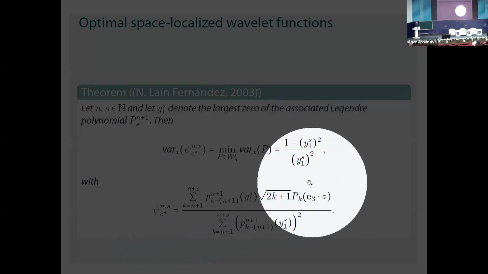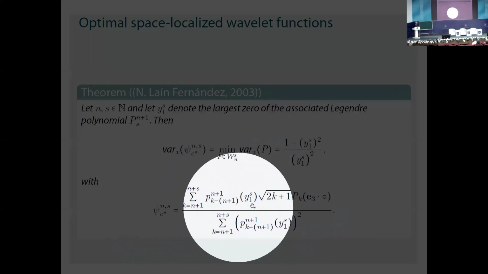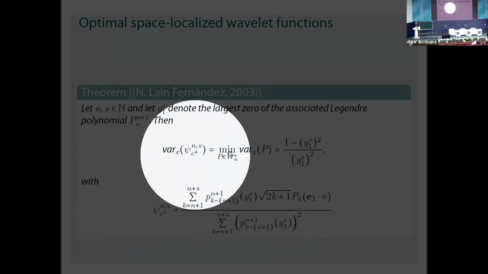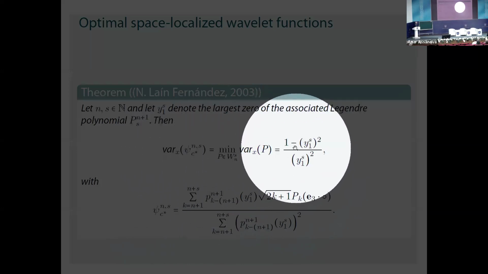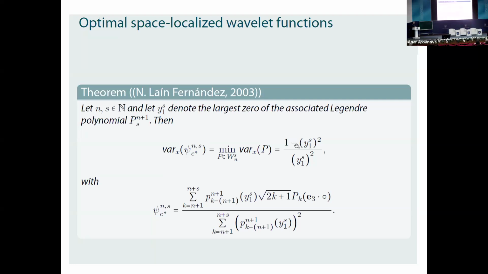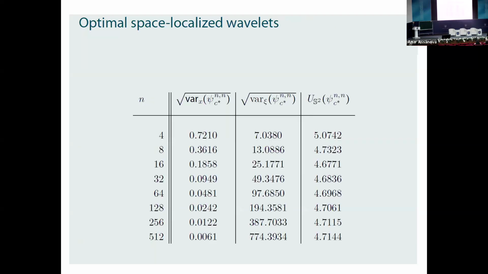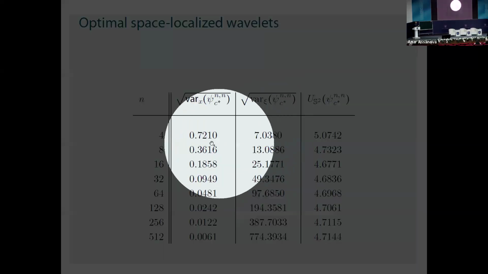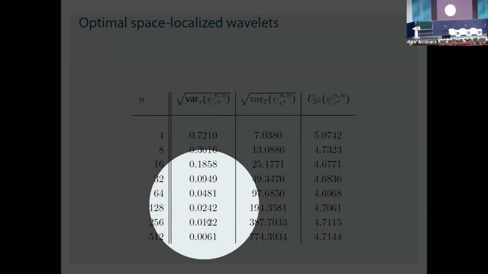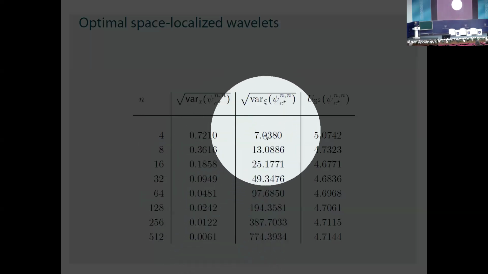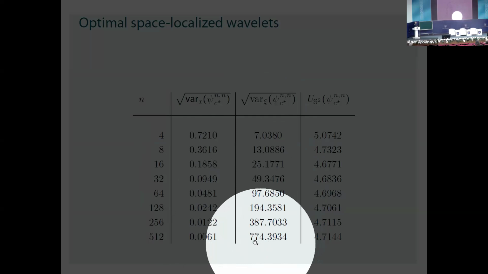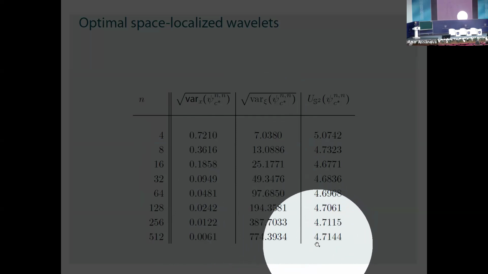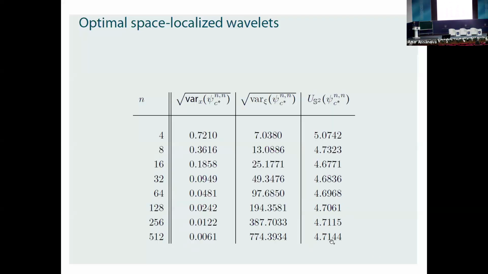Here's the optimal function, again written as a Fourier series representation in this way. And the variance is then again given by the value of the first zero of the associated Legendre polynomial. And here is again the computation. We have a nice time localization, space localization. It becomes smaller and smaller, but the frequency localization of these wavelets becomes very large, and the product goes to some value of 4 point something, clearly much larger than 1.